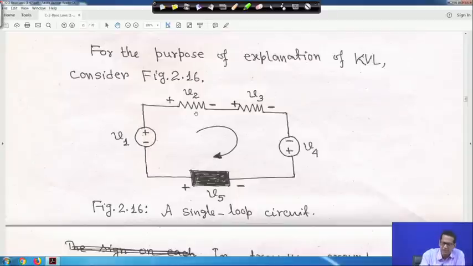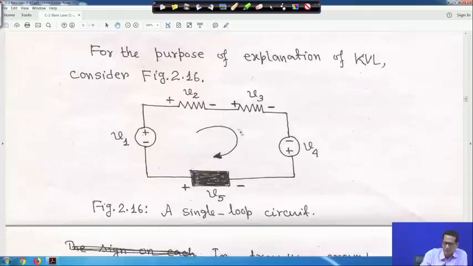Arbitrarily we have marked the plus minus polarity of each voltage and resistor. It does not matter. Ultimately, when you solve using Ohm's law and Kirchhoff's first and second laws, you will get the same solution. Suppose we are moving around the loop in the clockwise direction.